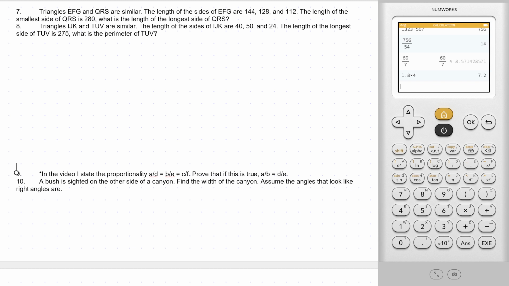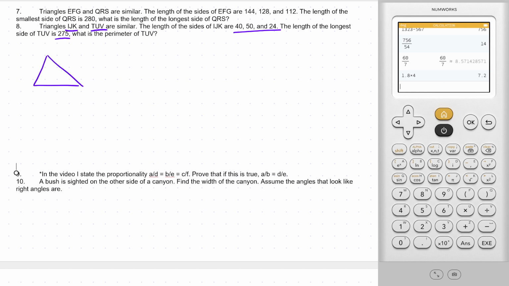And so I've got two triangles, IJK, TUV, that are similar. The lengths of IJK are 40, 50, and 24. The length of the longest side of TUV is 275. Okay, so TUV is quite a bit bigger than IJK. I'm not going to draw it to scale exactly, but I'll go ahead and draw my two triangles first.